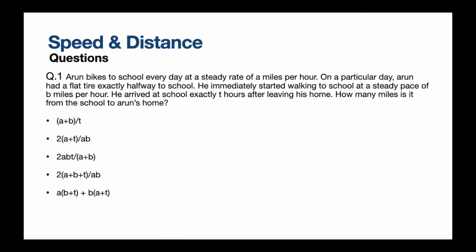Now, the first question says that Arun bikes to school every day at a rate of A miles per hour, and on one particular day his bike tire got punctured and he started walking towards the school at V miles per hour. Due to this, the total time taken by Arun to reach school from his home is T hours. Now, you have to find out how many miles the school is from Arun's home. Now, let's pause the video here, try to solve the question, and then I will cover the solutions.